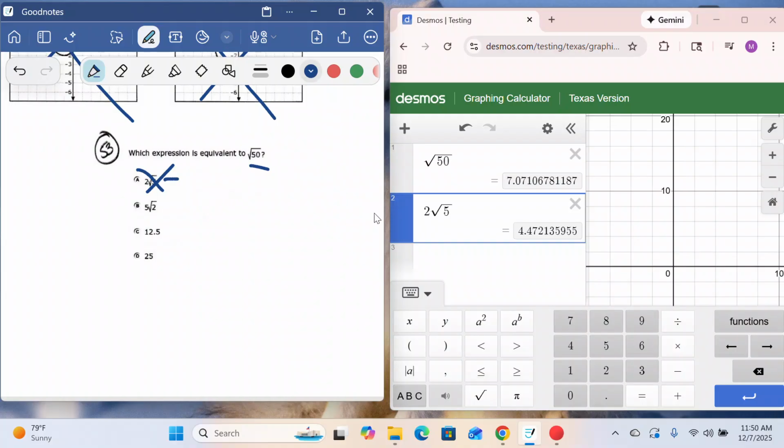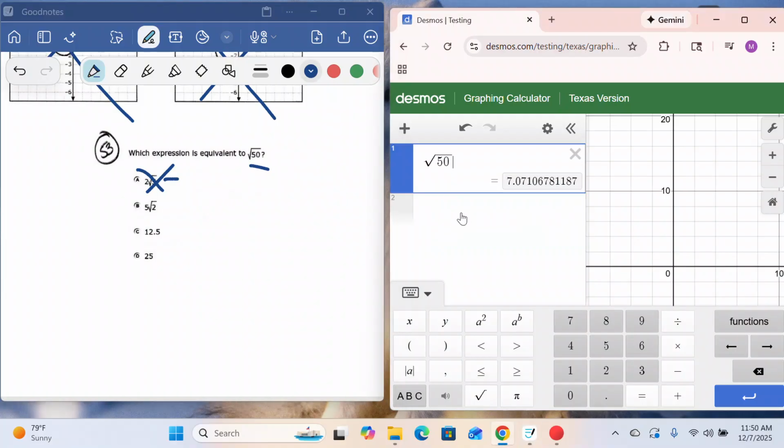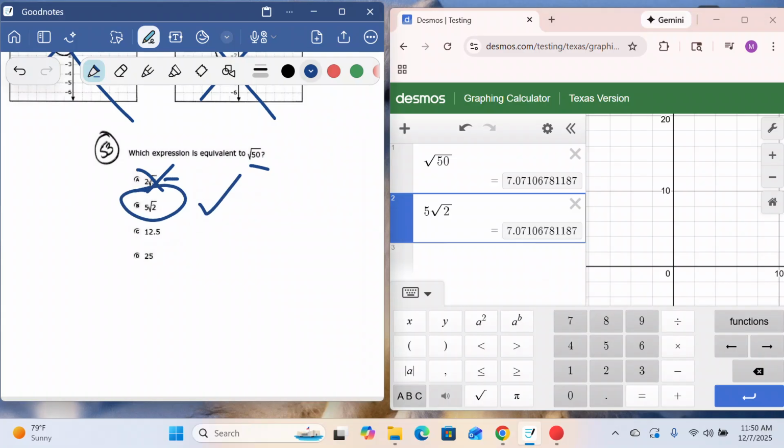So I'm going to input my next one, and I like to delete, and I like to put in column number 2, 5 square roots of 2. That one is right. It's identical, it's equivalent, and the answer choice is letter B.